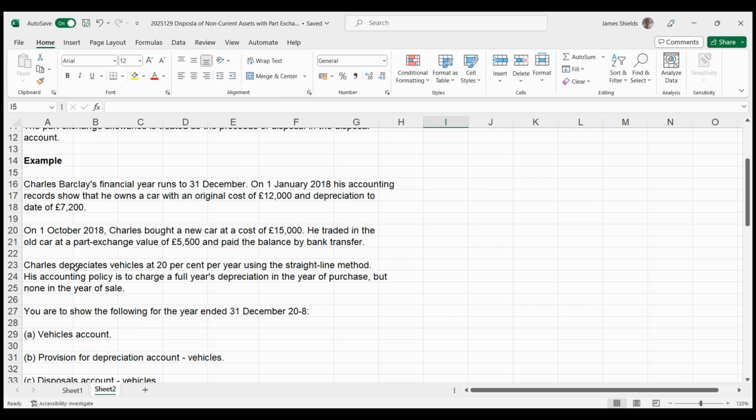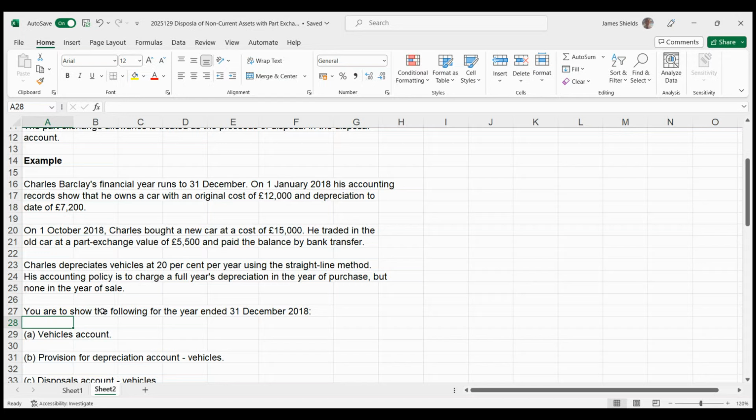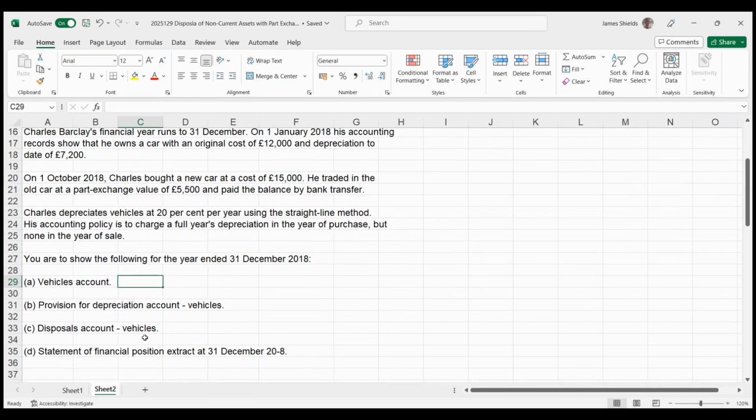Now, Charles depreciates vehicles at 20% per year using the straight line method. His accounting policy is to charge a full year's depreciation in the year of purchase, but none in the year of sale. And we've got to show the following for the year ended the 31st of December 2018. A, the vehicles account. B, provision for depreciation account for vehicles. C, disposal account for vehicles. And finally D, a statement of financial position extract at the 31st of December 2018.